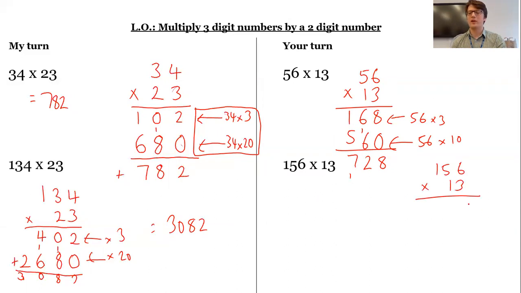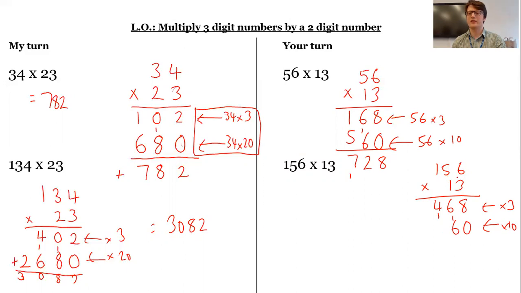Same thing over here. I'm going to make sure I've lined up my columns correctly. So first I'm timesing 156 by 3. 3 times 6 we know is 18. 3 times 5 is 15. Add the 1 gives me 16. 3 times 1 is 3. Add the 1 gives me 4. And now I'm timesing by 10 again. So I need that placeholder.